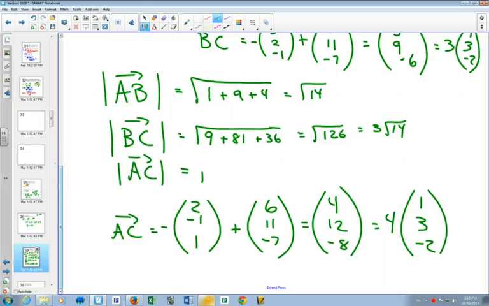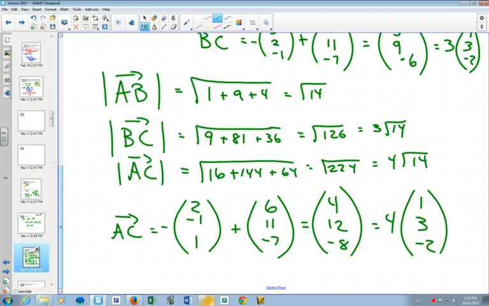And if we figure out its length, 16 plus 144 plus 64, we're going to get the square root of 224, which is 4 root 14. And if you look at AB plus BC, it's equal to AC. And then that would also show that all 3 of those have to be in a straight line. Yes?